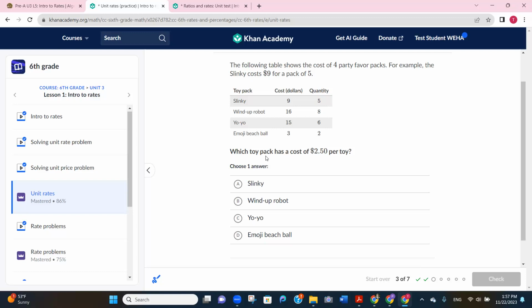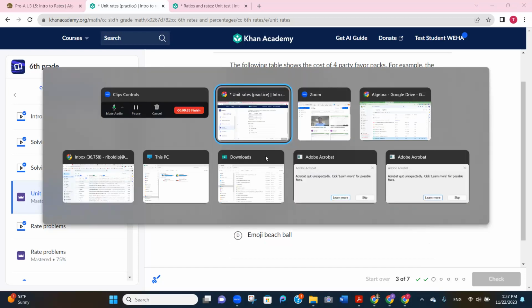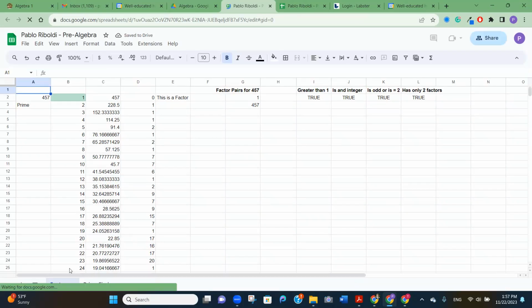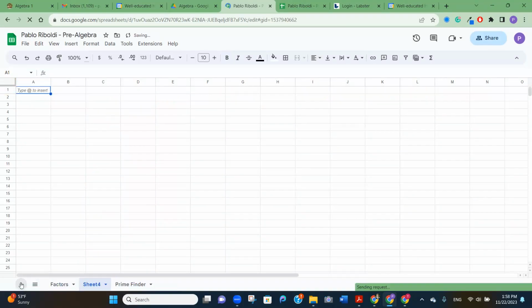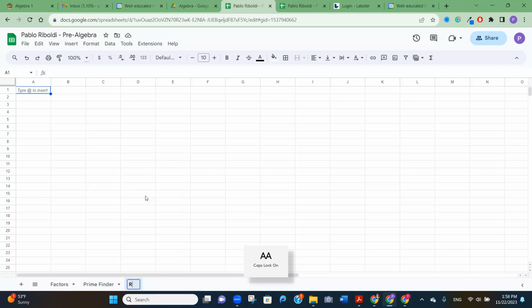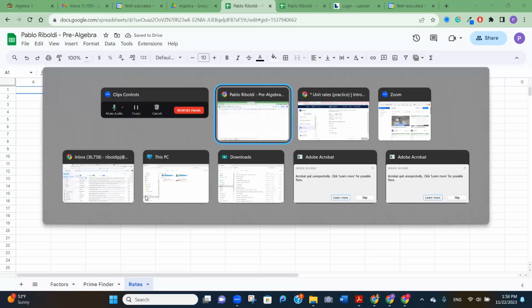So I'm going to actually now switch and go here to my pre-algebra spreadsheet. I'm going to open the spreadsheet and create a new sheet here. So I'm going to put it over here. Let's rename it, and we will call it rates. So here we are going to solve our rate problems.